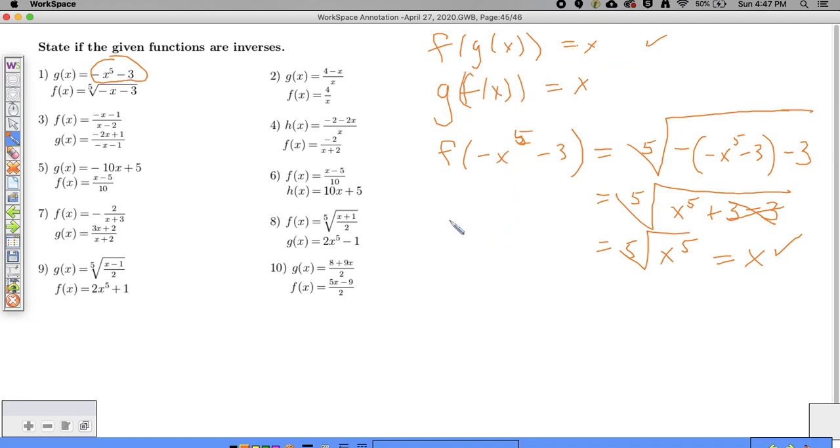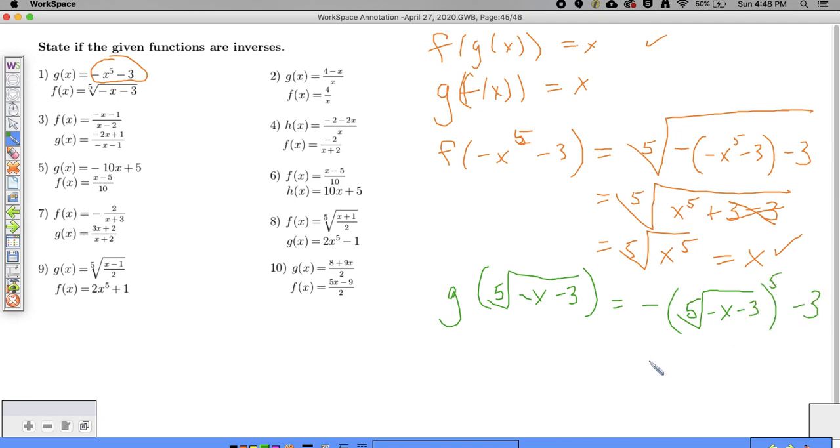But now we have to check to see that g of f of x works. It has to work both ways, because sometimes you're going to find that it'll work one way, but it's not going to work another way. So it's really important to check. All right, and I'll use a different color. So now we have g of f of x, so it's going to be g of the fifth root of negative x minus 3, because that's what f is, and we're plugging this everywhere we see an x up here for g. So now we have negative parentheses. This whole monster is going in here for x, so that's going to be negative x minus 3 raised to the fifth power, and that's minus 3.